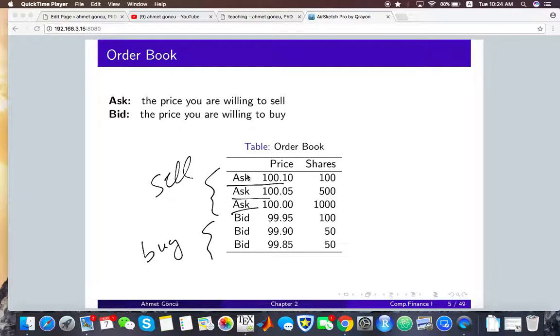You can see that on the bid side, 100 shares are being offered from $99.95, and 50 shares from $99.90, and so on. And on the sell side, people are willing to sell 1,000 shares from 100, 500 shares from 105, and another 100 shares from 100.10. So it shows that at different prices, there are different numbers of shares available to be bought or sold.